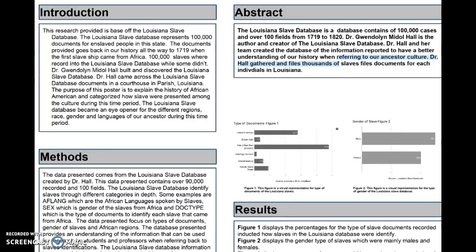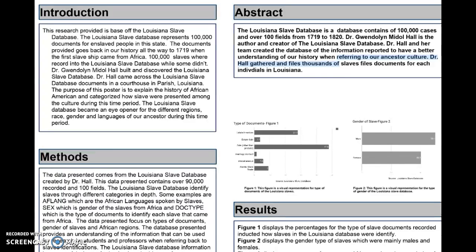My introduction reads as follows. This research is based off of the Louisiana Slave Database. The Louisiana Slave Database represents 100,000 documents for enslaved people in this state. The documents go back in our history all the way to 1719, when the first slave ship came from Africa. 100,000 slaves were recorded into the Louisiana Slave Database, while some didn't.